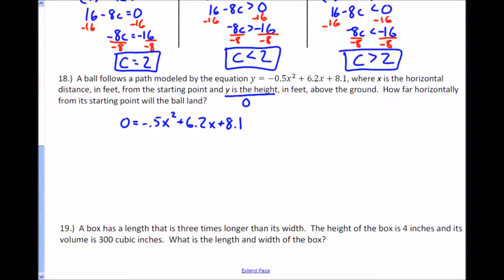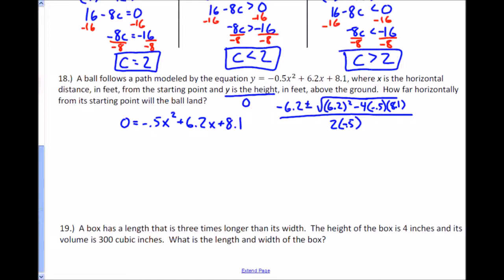And we can do it that way. Opposite of b, that's a negative 6.2, plus or minus the square root of b, which is 6.2 squared, minus 4 times a, which is negative 0.5, times c, which is 8.1, all over 2 times a, which again is the negative 0.5. Okay? And now I just have to use my calculator and start plugging this in.